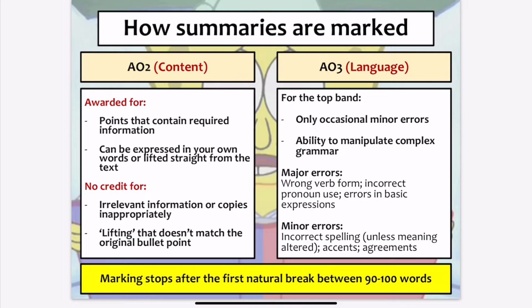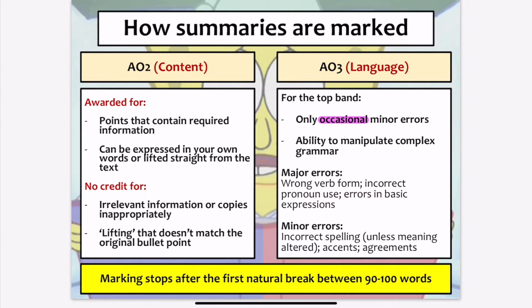For your AO3, for your language, I want to have a look at the top band only. You're allowed occasional minor errors, the key being occasional. There shouldn't be often, there should be every now and again. And you should be able to manipulate complex grammar. So when I'm saying complex grammar, it's about lifting that information out of the text and then changing it so it marries with the bullet points starter. I like to think of the bullet points as little sentence starters from which you attach the information that you lift out of the text to.